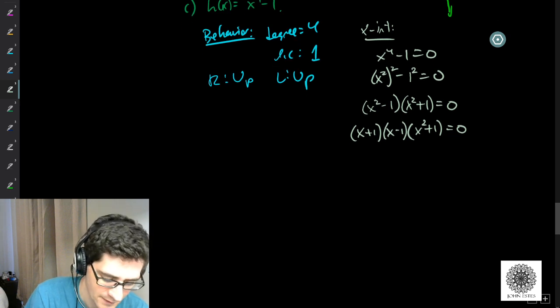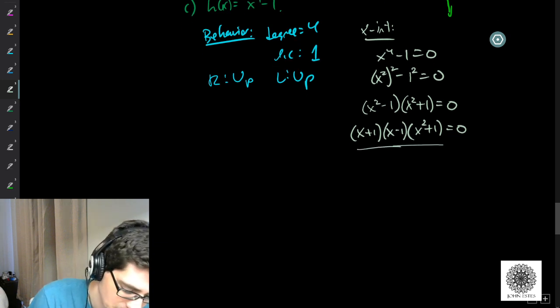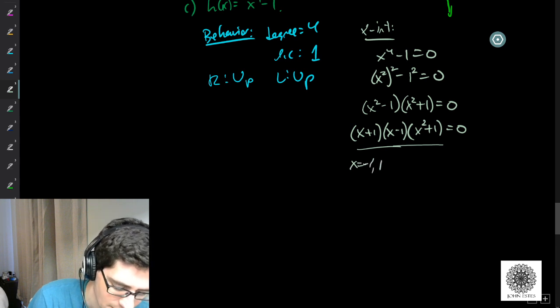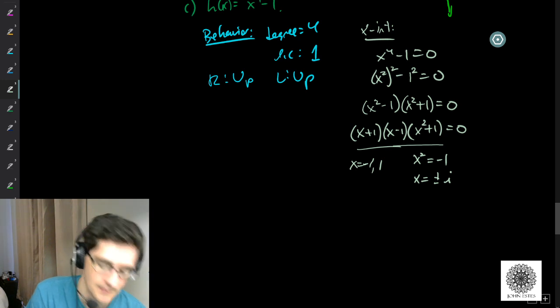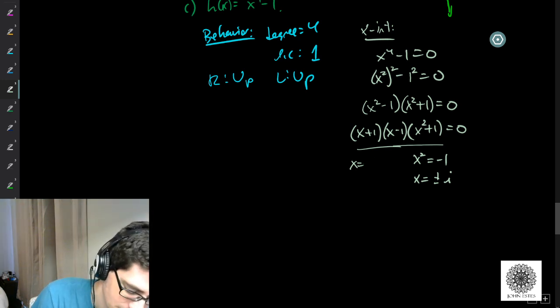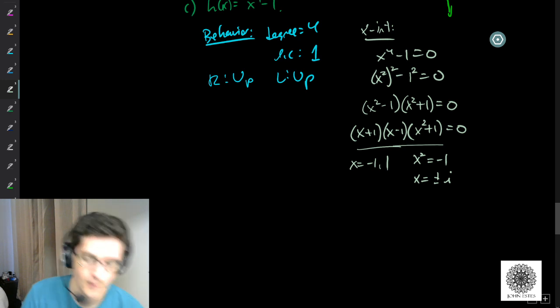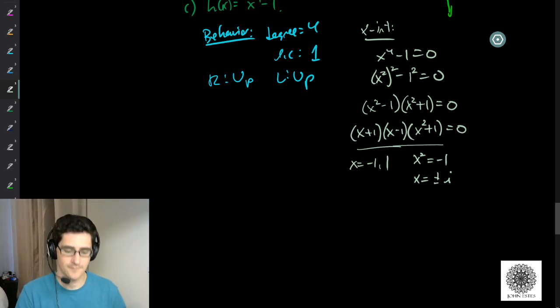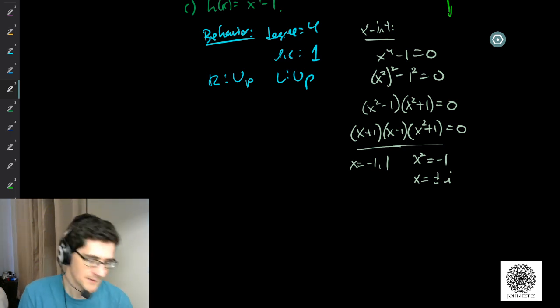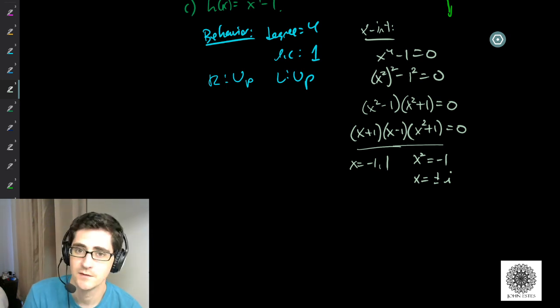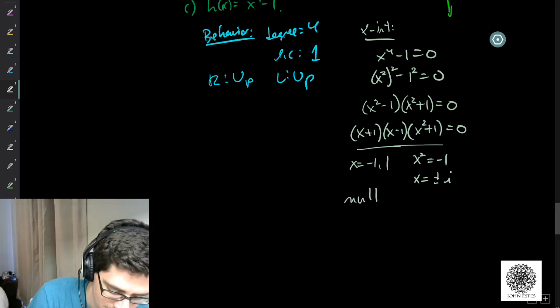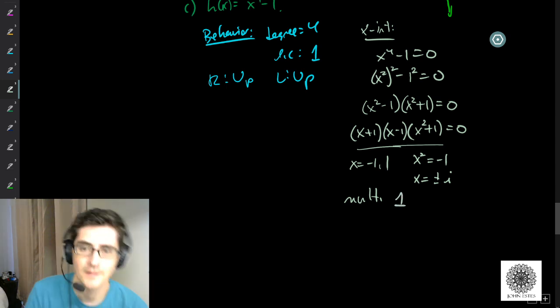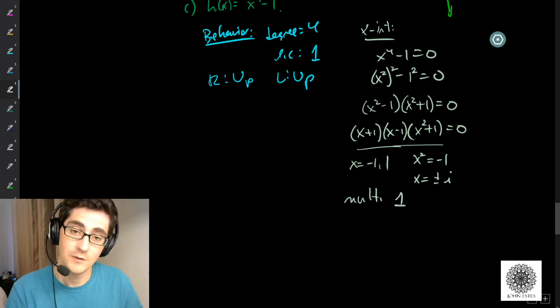What you end up with now, if I set these three things equal to 0, I end up with x equals negative 1, positive 1. And then if you want to think about this, x squared equals negative 1, what does that give? Plus or minus i. So as far as x-intercepts go, I only need to consider negative 1 and 1, right? The i's aren't going to show up in my graph. And all my multiplicities are 1 here. Multiplicities 1 for everything, because every factor showed up only one time.